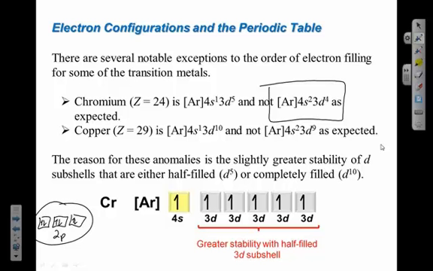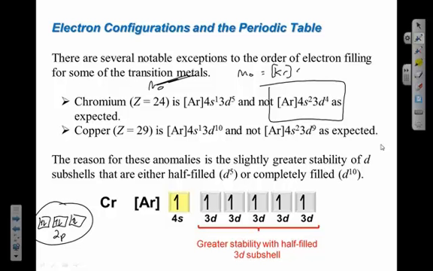So the stability that's gained by making that 3d exactly half full is more than the stability that's lost by taking an electron out of the 4s, which is where it would normally go. And if I look at the element below chromium on the periodic table, molybdenum, it's the same way, except for molybdenum the previous noble gas is krypton. And then when we go from krypton, we're now in the 5s and the 4d. But it's the same situation.